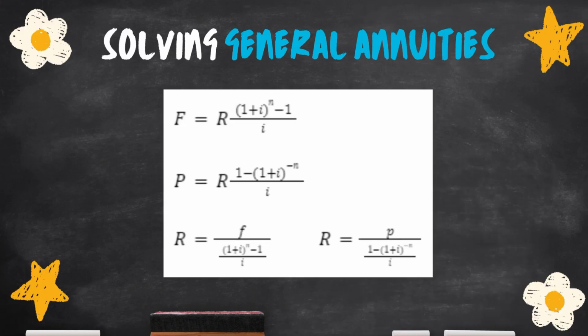In solving for general annuities, these are the formulas that we will use. For solving the future value, we will use R times [(1 + i)^n − 1] over i. For the present value, it is R times [1 − (1 + i)^(−n)] over i. And for the regular payment, just like the simple annuity, we have 2. If the future value is the one given, we will use F over [(1 + i)^n − 1] over i. And if the present value is given, we will use P over [1 − (1 + i)^(−n)] over i.